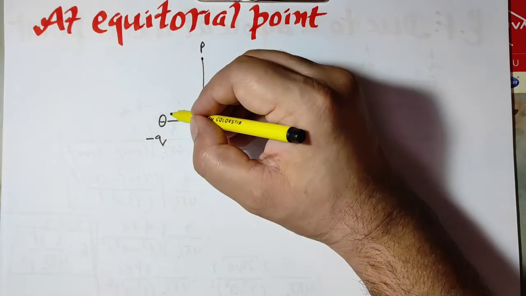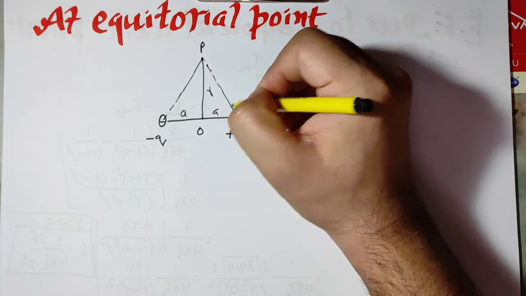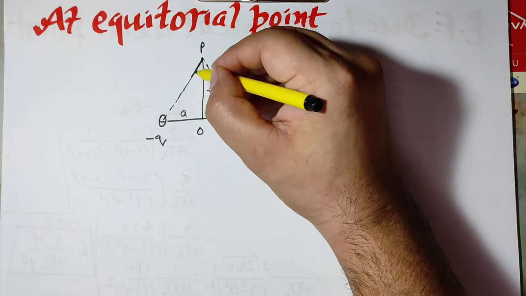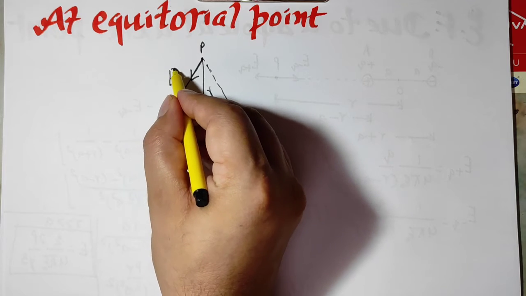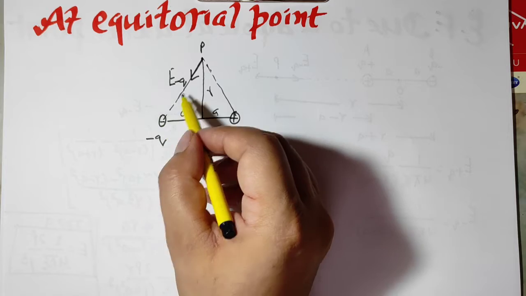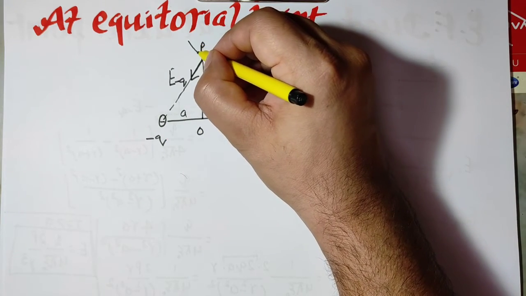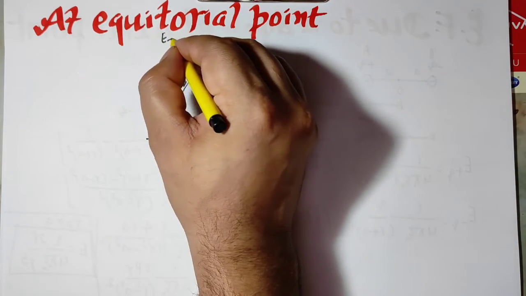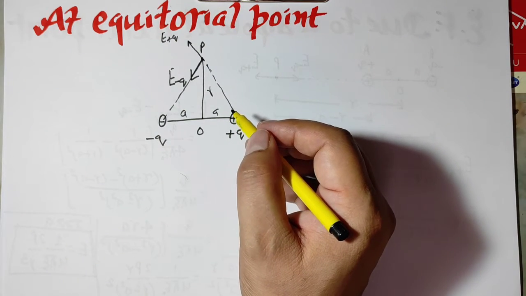Now the very important part: let's draw the directions of the electric fields. Since this is the negative charge, the electric field due to this charge will be in this direction, and this is E minus Q. Got it? Why? Because the electric field due to a negative charge is towards the charge. This is positive, so the electric field due to this positive charge is away from it, so it is E plus Q. Now let's start solving.